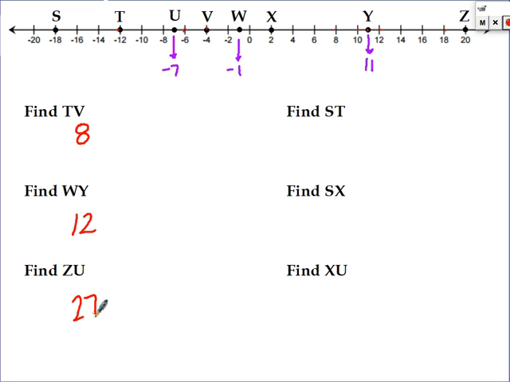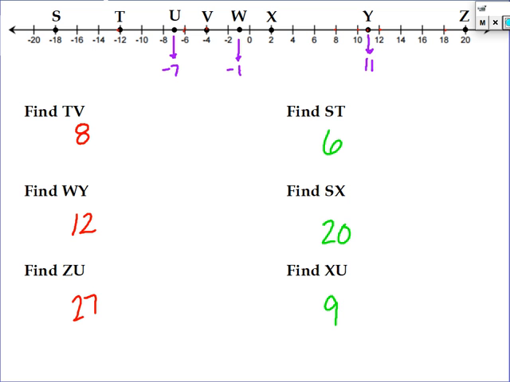So now, this is a good time to pause the video, try those three on the right, and then in a few seconds you'll see the answers show up. So there's our answers for ST, SX, and XU. Again, you're just counting between the endpoints. If you have any questions on how to do that, you can either watch this again to hear me explain the first three, or call me over and I'll explain it to you.